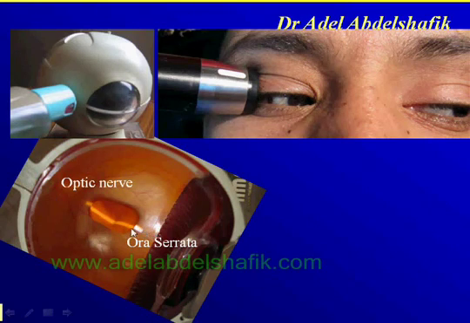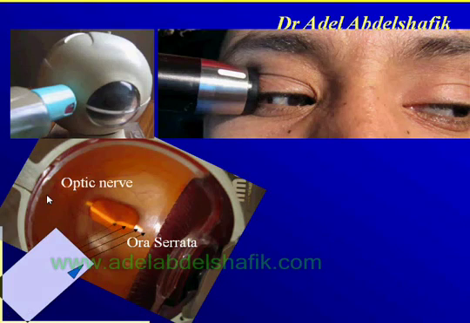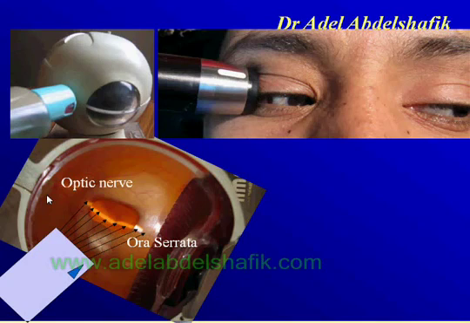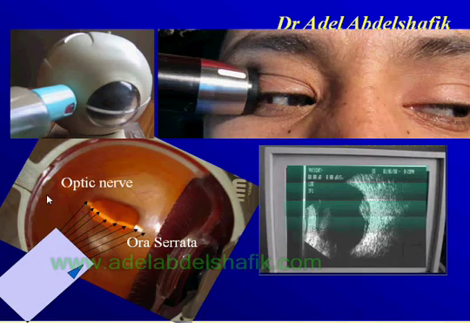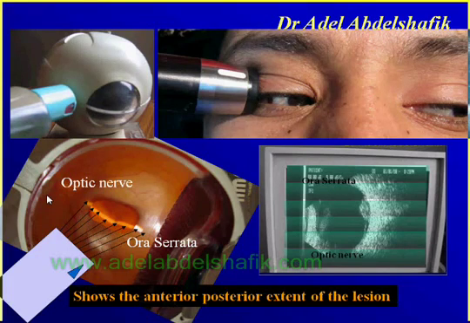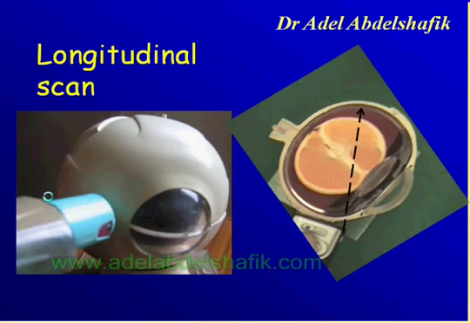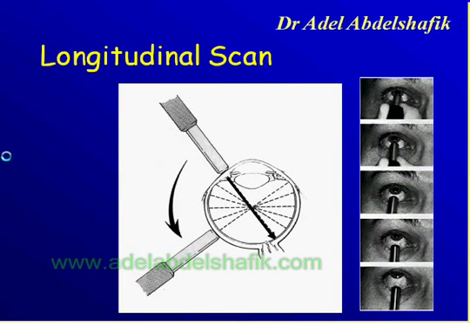So if you have a lesion, I will tell this lesion extends from the ora serrata to the optic nerve, and the distance of the anteroposterior extension of the lesion. Again, longitudinal scan can be over the ciliary body, or on the equator, or toward the optic nerve, because the range of movement of the ultrasound cannot cover from the ora serrata to the nerve, so I can see it part at a time. See here, I'm putting the probe to examine the optic nerve area, and gradually we are going backward with the probe to get information from more anterior locations.